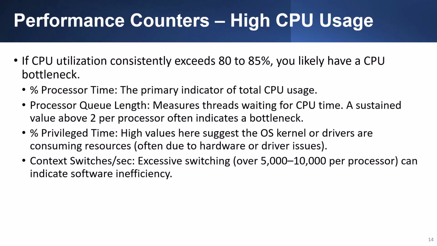If CPU utilization consistently exceeds 80 to 85%, you likely have a CPU bottleneck. Percent processor time is the primary indicator of total CPU usage. Processor queue length measures threads waiting for CPU time. A sustained value above 2 per processor often indicates a bottleneck. With percent privileged time, high values suggest the OS kernel or drivers are consuming resources, often due to hardware or driver issues. Context switches per second, with excessive switching over 5,000 to 10,000 per processor, can indicate software inefficiency.